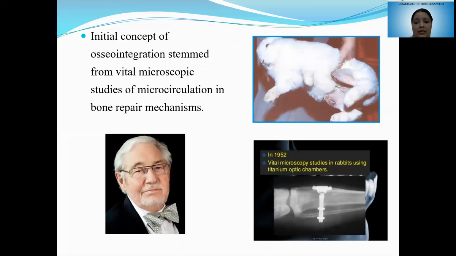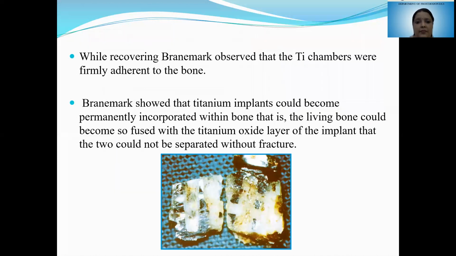He was studying the microcirculation in rabbit femur, and he used the vital microscope. And to place this vital microscope inside the bone, he used small titanium chambers. After a period of time, when the rabbit was sacrificed and he was trying to recover this vital microscope, he found that these titanium chambers had become firmly adherent to the bone. He could not separate the bone and remove the titanium chambers.